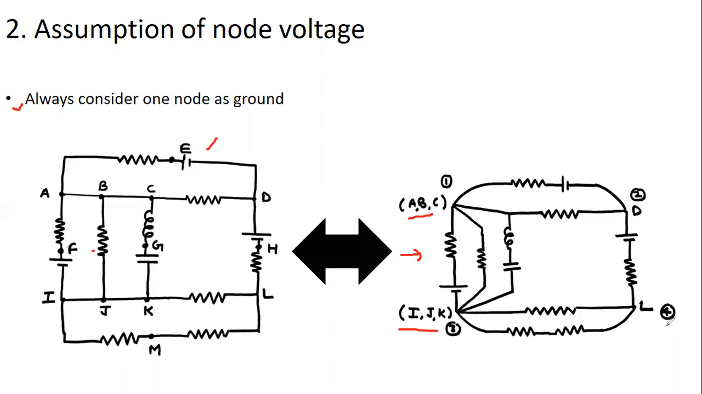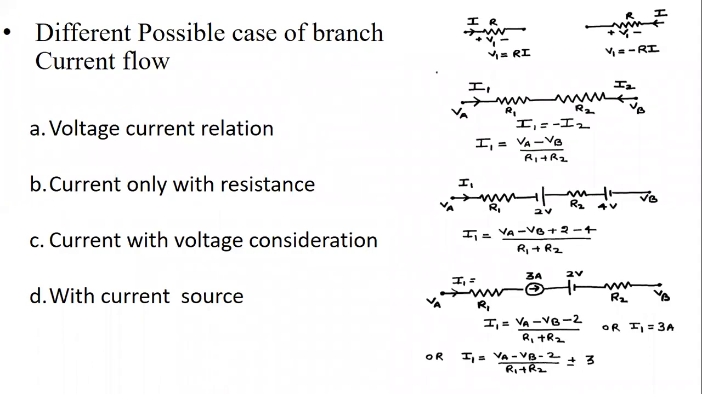So the first point is the selection of node, the second is the assumption of node voltage. In assumption of node voltage, the first point is to choose one node potential as 0. The second point is very important: the different possible cases of branch current flow. How the current flows in the branch.